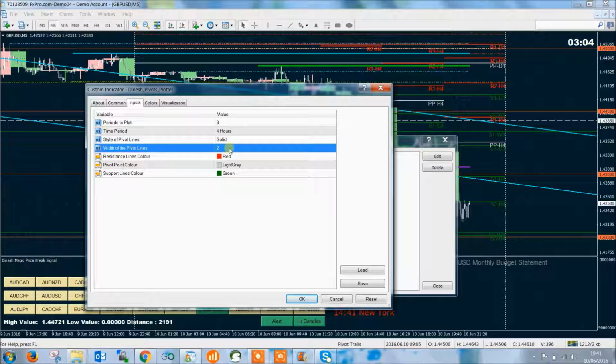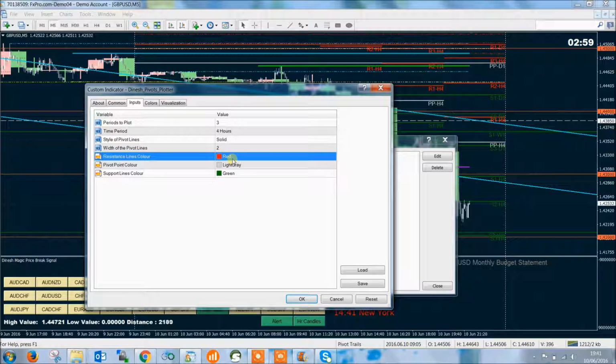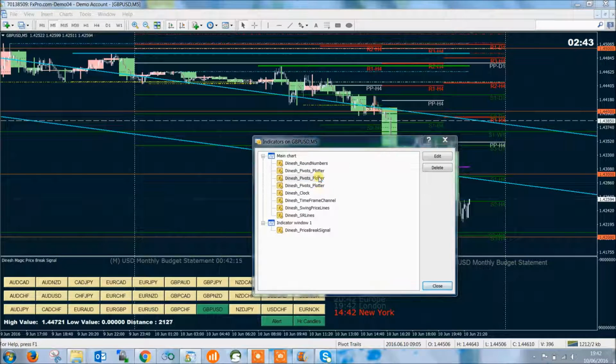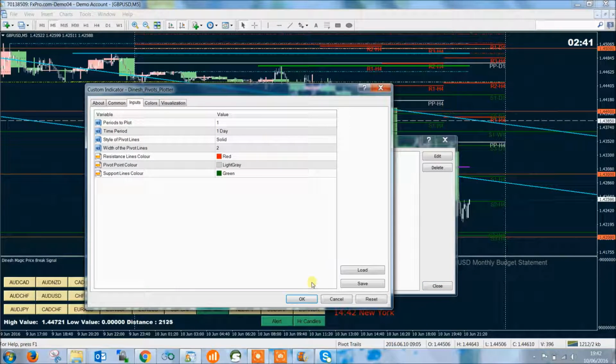And the width of the pivot points is 2 or 3 or 4. I prefer to have 2 because we already have so many horizontal lines to play with, so we better make it nice and clean and neat. And the pivot point color is light gray, whichever you feel like. The support lines color is green. And the second one is to have 1 day pivot points.